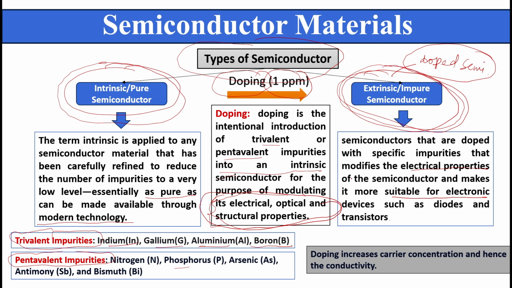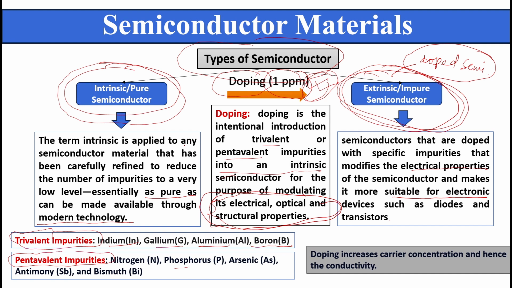So in an extrinsic semiconductor, what is doping doing? Doping is increasing the carrier concentration, and hence the conductivity of the material. So what kind of impurities? I already told you there are two kinds of impurities added: one is trivalent, the other is pentavalent. No other impurities are added in the semiconductor material.